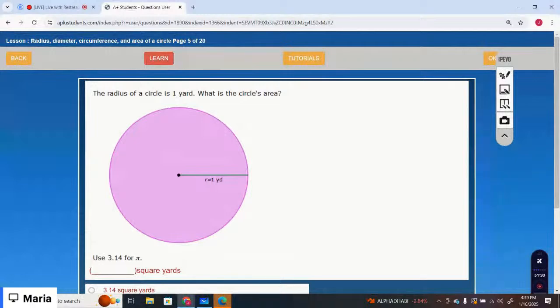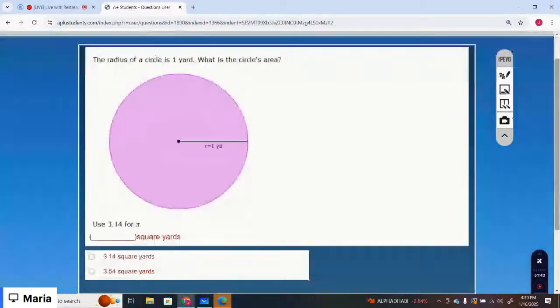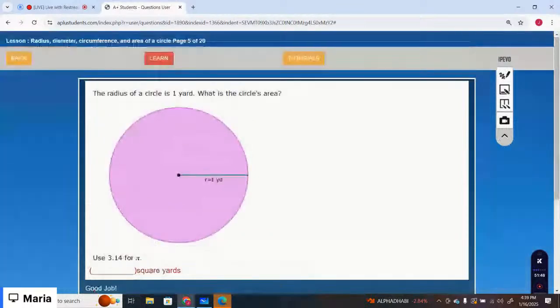The radius of the circle is 1 yard. What is the circle's area? That is 3.14. Okay, you can complete the lesson by yourself later today.